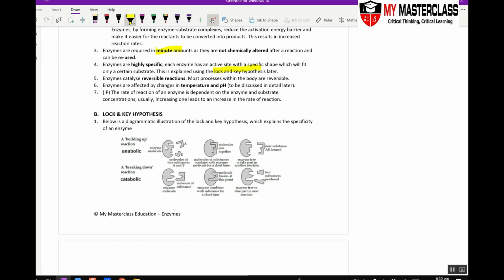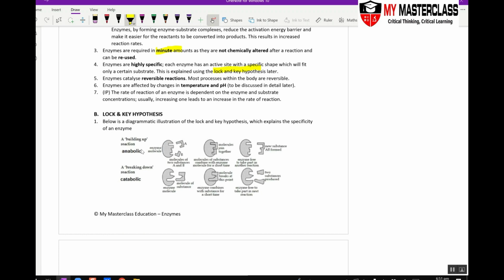So subsequently, you have to label that this is the lock, which is the enzyme, and the substrates, which are the key. Okay, and then they form this thing called the enzyme substrate complex. So label your drawings enzyme substrate complex, identify which is your enzyme, which is your substrate, and name your enzyme and your substrate.